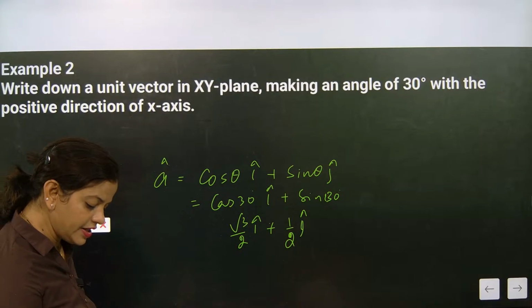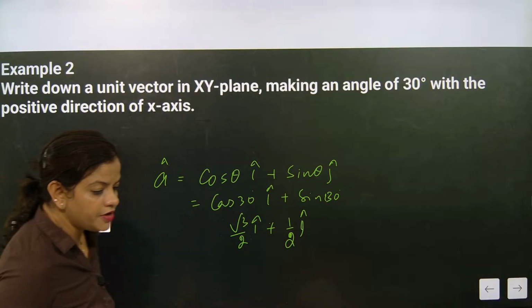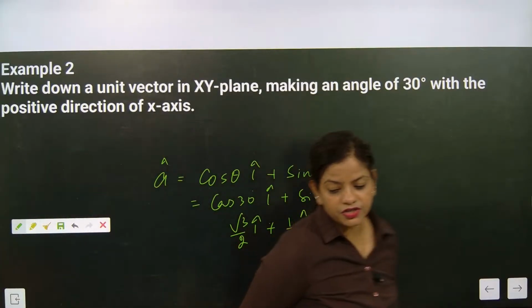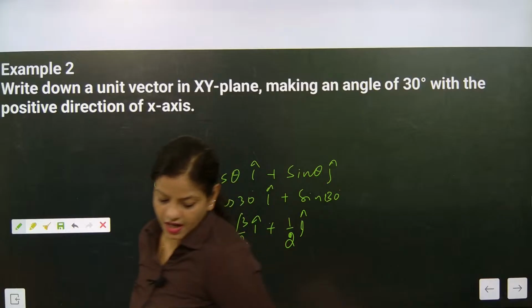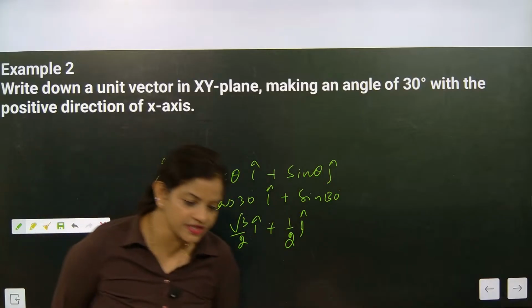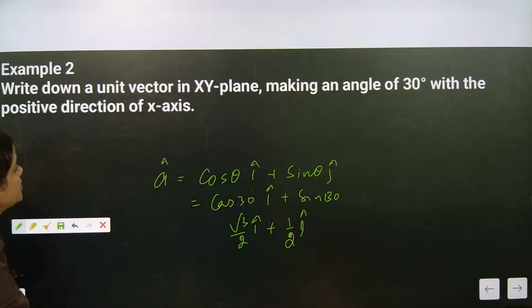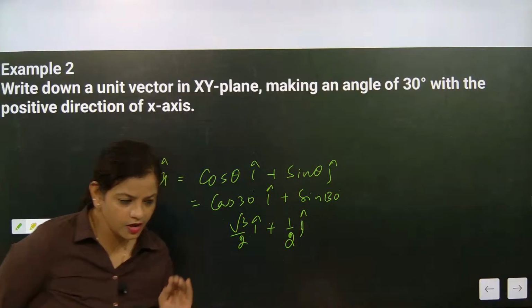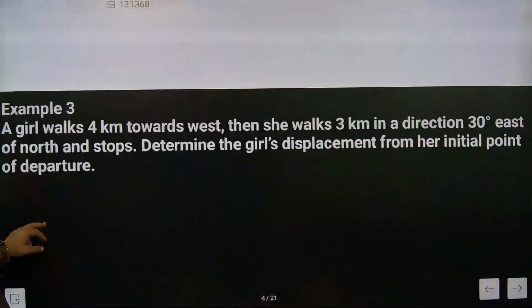Only the xy plane they have given now. Understood? Positive direction of x-axis means here is the answer. When they ask about the positive direction of x-axis, here is the answer. Some of the important selective questions, one last time I am discussing with all of you.